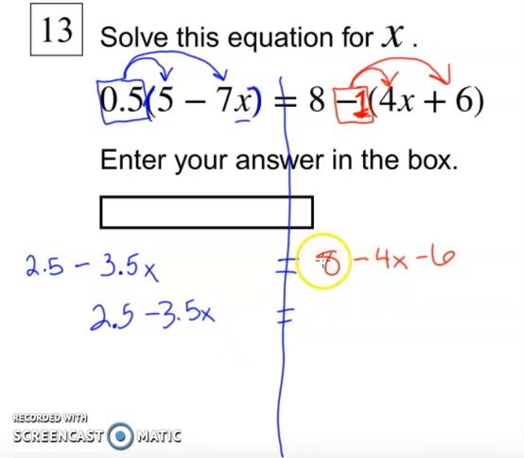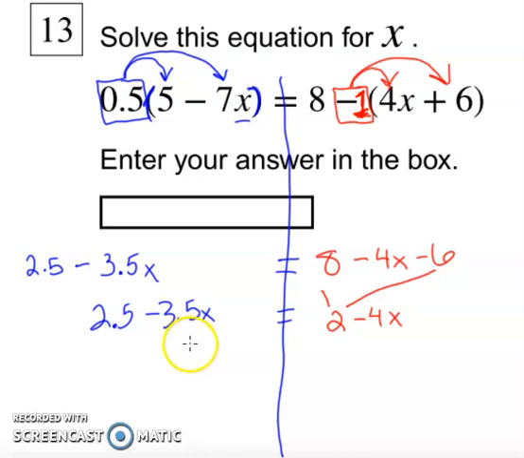I can combine this 8 and this negative 6. So that's 8 minus 6. If you want to, you could draw a little arrow or a little line saying, hey, I'm combining negative 6 and 8. So 8 minus 6 is just 2. And then I still have this negative 4x. So minus 4x. There it is.